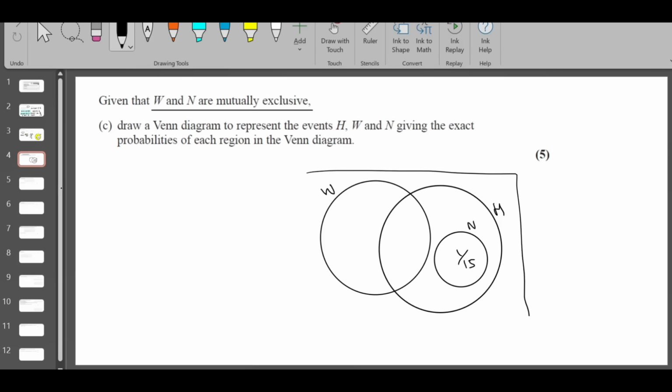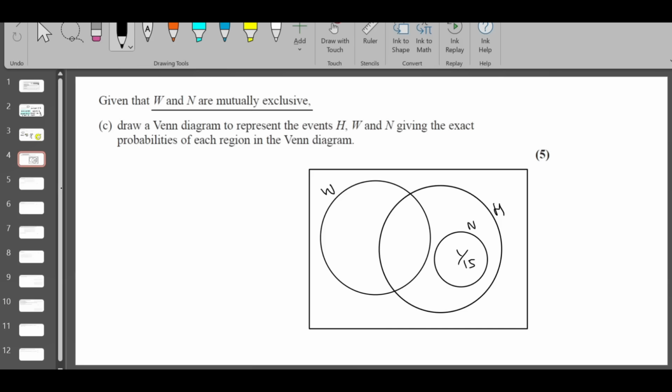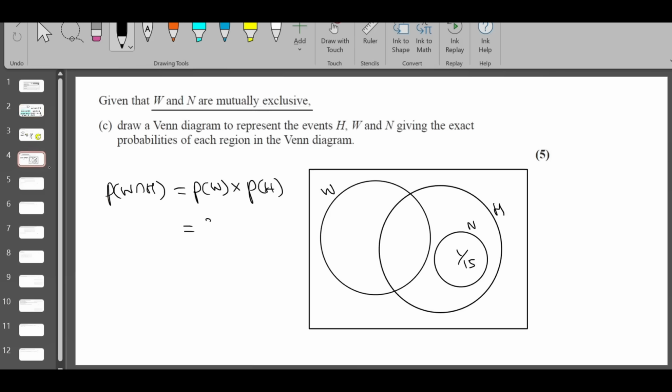And we have to put everything inside a box. Now W intersection H: these two are independent events. So we take P of W multiplied by P of H. P of W was 3/5, P of H is 3/8. So 3/5 times 3/8, you get 9/40.